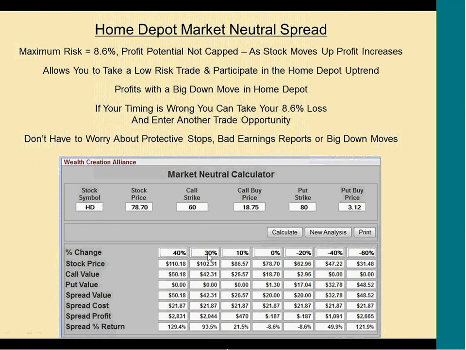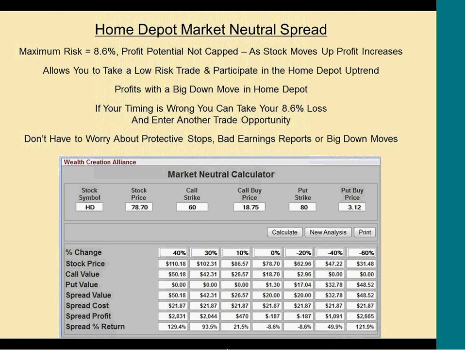This is a way to take a low-risk trade and participate in this uptrend with Home Depot stock. And this will profit even if there's a down move in Home Depot stock. So your timing could be wrong, and you take your 8.6% loss, and then you can enter another trade at a later date. So the idea here is, if your timing's wrong, you just take your 8.6% loss, and then you move on to the next trade.